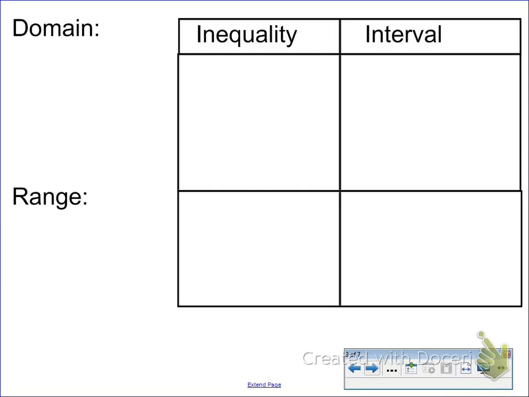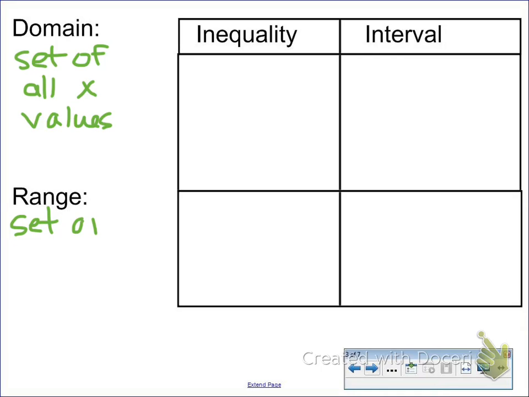Alright, so domain. Remember that the simple definition of domain is the set of all x values on a graph. We're going to talk about it on a graph here, but you can talk about it from a set of points, you can talk about it from a table. There are many other ways that we can talk about it, but with this video we're going to talk about it from a graph. The range is the set of all y values.